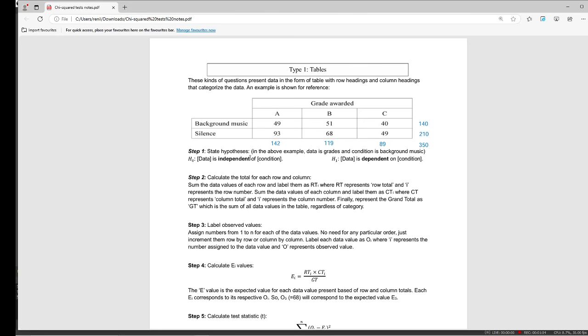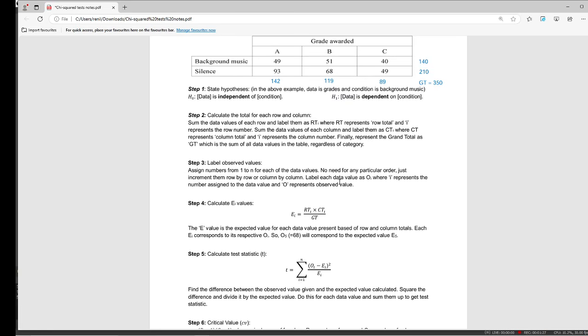Step 2, calculate the row total and the column total. So I've done that right now, and what this value over here means is called the grand total. I'm going to represent that as GT, and that's equal to 350, which is basically the sum of all the values here, which can be calculated by actually summing them up, or it can be calculated by just adding up the row or column totals together.